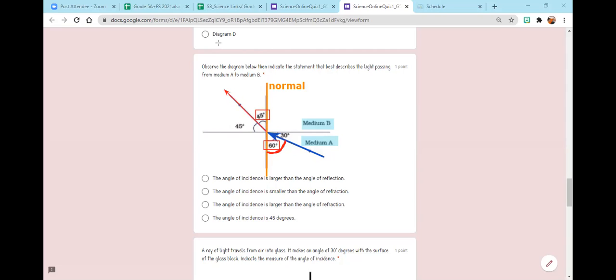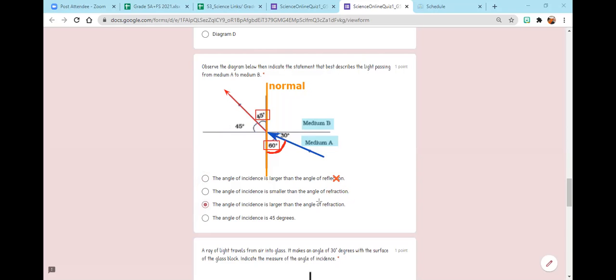Which answer is correct? The angle of incidence is larger than the angle of refraction. So when عندي larger, the first answer and the third answer هن ممكن يكونوا صح لأنه they are saying the angle of incidence is larger. طيب هون عم بيقولوا reflection غلط لأنه it's refraction happening.